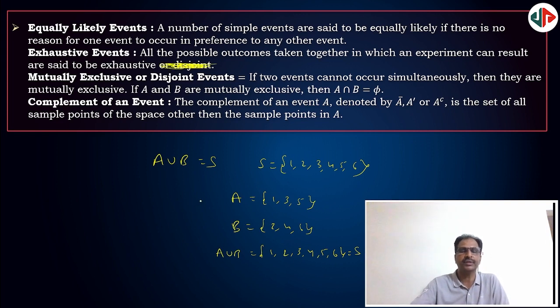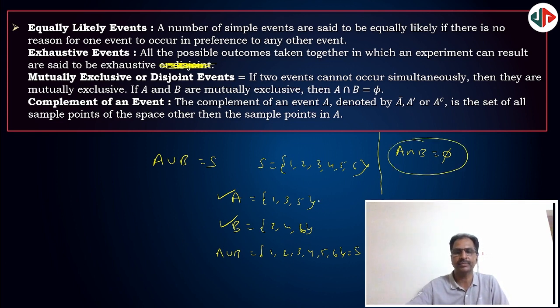Next, mutually exclusive or disjoint events. Two events are said to be disjoint or mutually exclusive if their intersection is a null set, that is, if both events cannot occur at the same time. For example, look at events A and B. A denotes the event of getting an odd number, B denotes the event of getting an even number. When a die is rolled, there is no chance of both these events occurring simultaneously. That is, you cannot get an even number and an odd number at the same time. Such events are known as mutually exclusive. So here A and B are mutually exclusive as well as exhaustive. Their intersection is a null set, so they are mutually exclusive or disjoint.